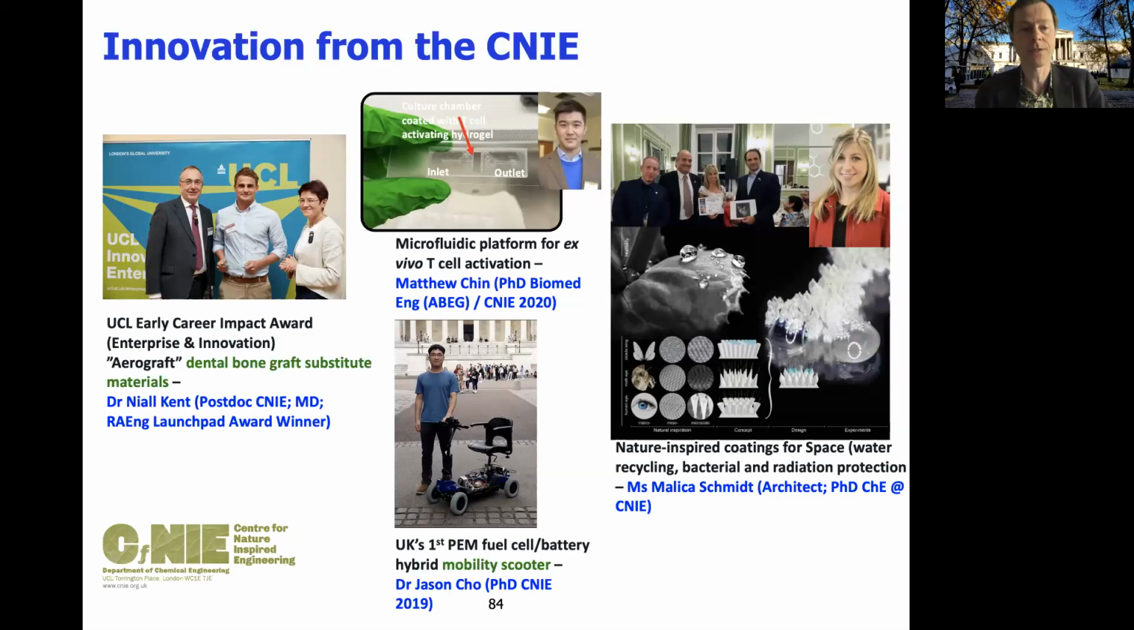So one example is, you see here on the left, a picture with our provost and our vice provost for enterprise. This is a picture of Niall Kent, who is a former postdoc and is now honorary lecturer. He had a background related to dental materials. So when Niall joined my group and our center, we thought of a way of thinking about an issue which you have when people lose a tooth, right? You need a dental bone graft substitute material that you put in the cavity in order to be able to put in the graft, the false tooth, right?